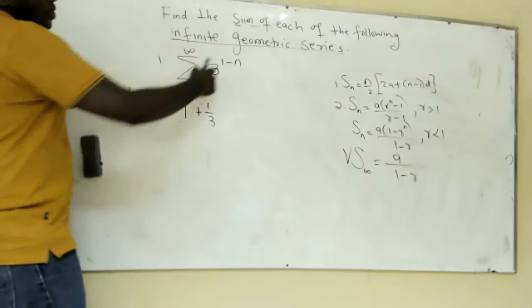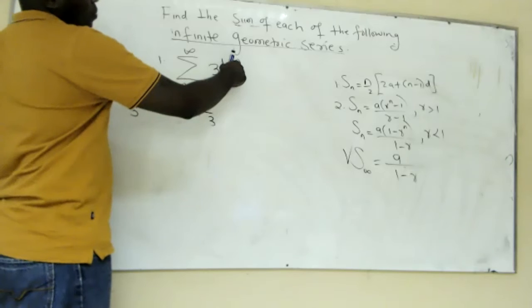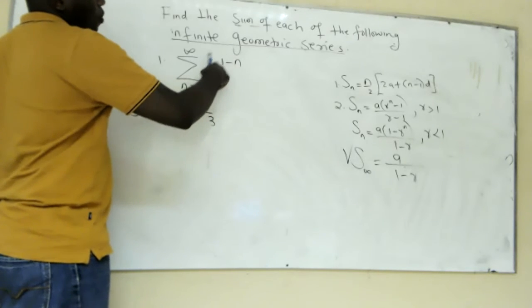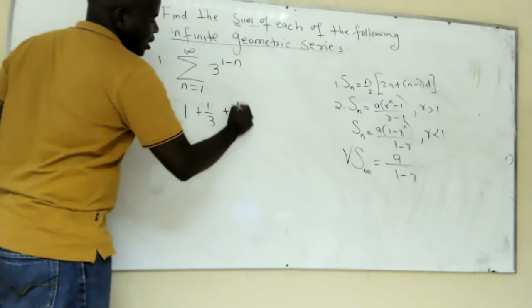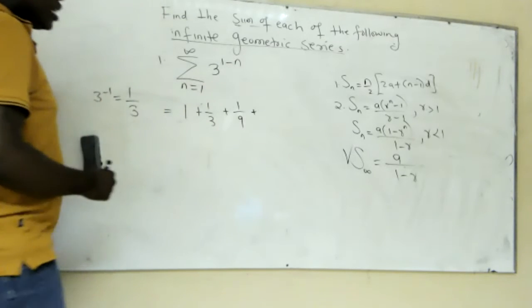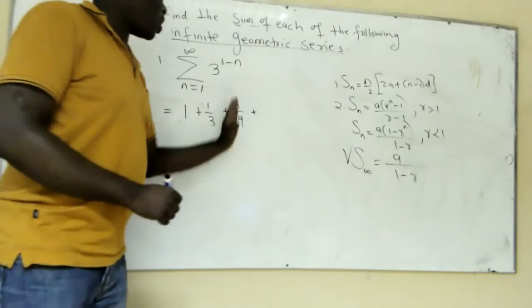Then we go to the next term where we have n replaced by 3, which is 1 minus 3, which is -2. Therefore, 3 to the power of -2 gives an answer of 1 over what? Over 9. Can any one of you tell me the next term that is coming after 1 over 9?